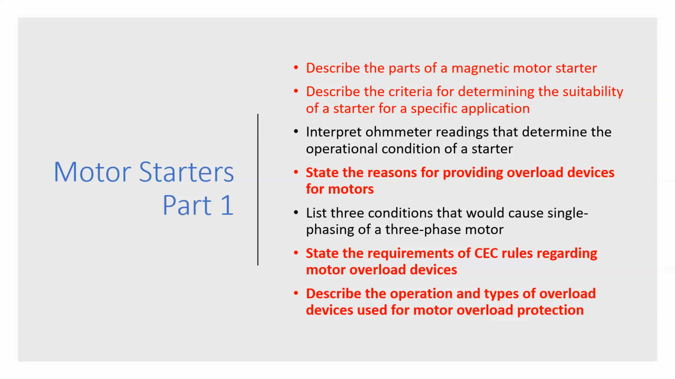We are going to describe the parts of a magnetic motor starter, describe the criteria for determining the suitability of a starter for a specific application, interpret ohmmeter readings that determine the operational condition of a starter. Same thing you did in first year when it came to relays. State the reasons for providing overload devices for a motor. List 3 conditions that would cause single phase of a 3-phase motor. Right? State the requirements of the CEC, Canadian Electrical Code, rules regarding motor overload devices. And lastly, describe the operation and type of overloads, devices used for motor overload protection.